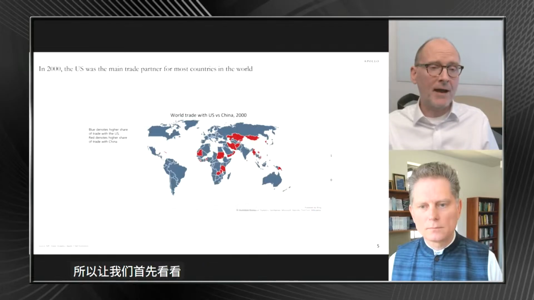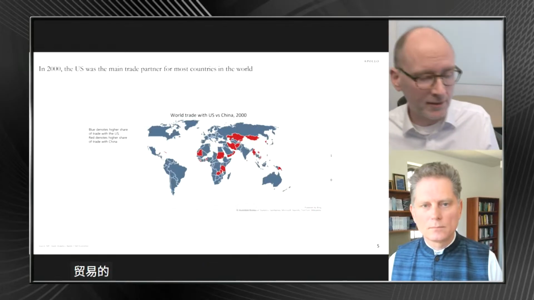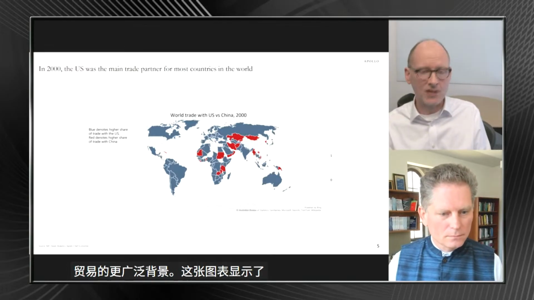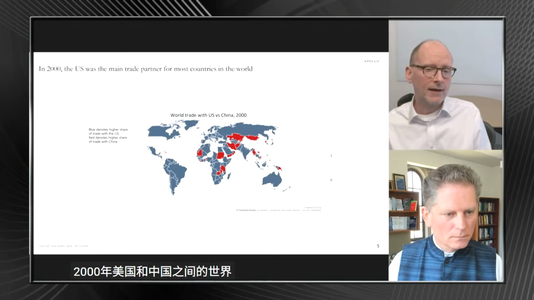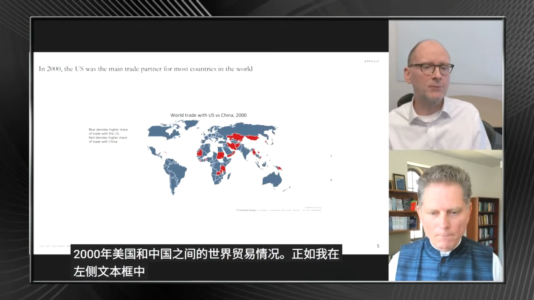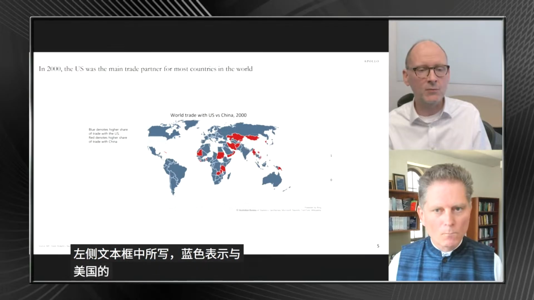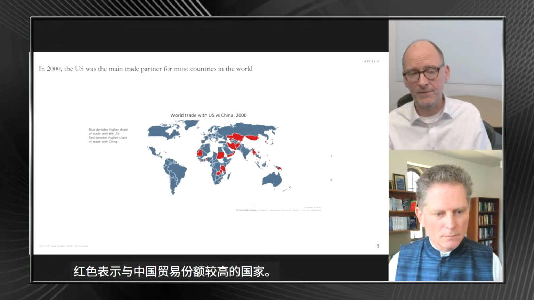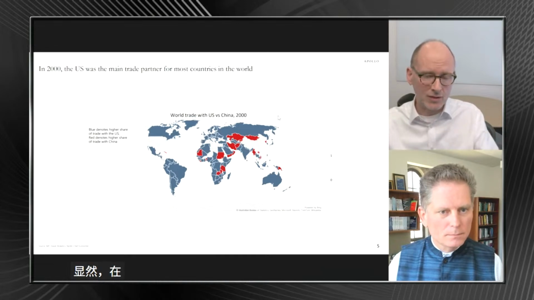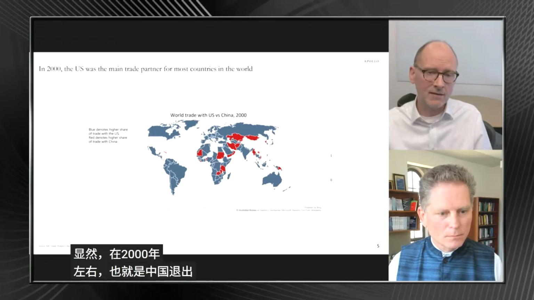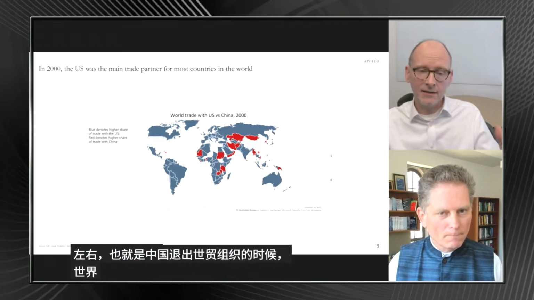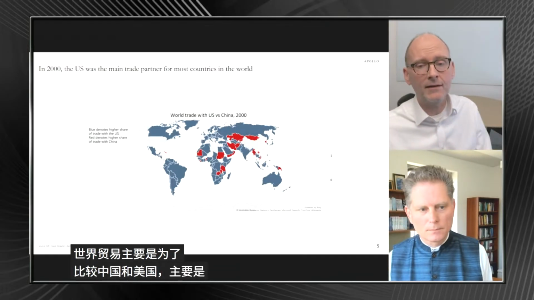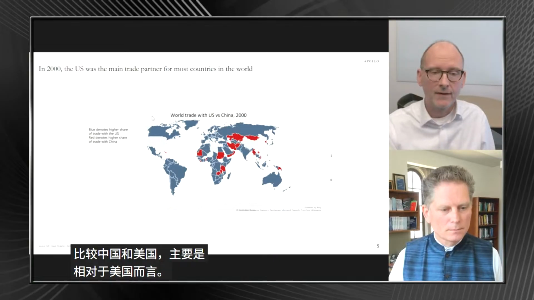So let's first look at the broader backdrop for what's going on with trade. This chart here shows you world trade with the US and China in the year 2000. And as I've written in the text box to the left, blue denotes a higher share of trade with the US, and red denotes countries that had a higher share of trade with China. Obviously, in the year 2000, just around the time when China entered the WTO, trade in the world was mainly, for the comparison of China and US, was mainly relative to the US.